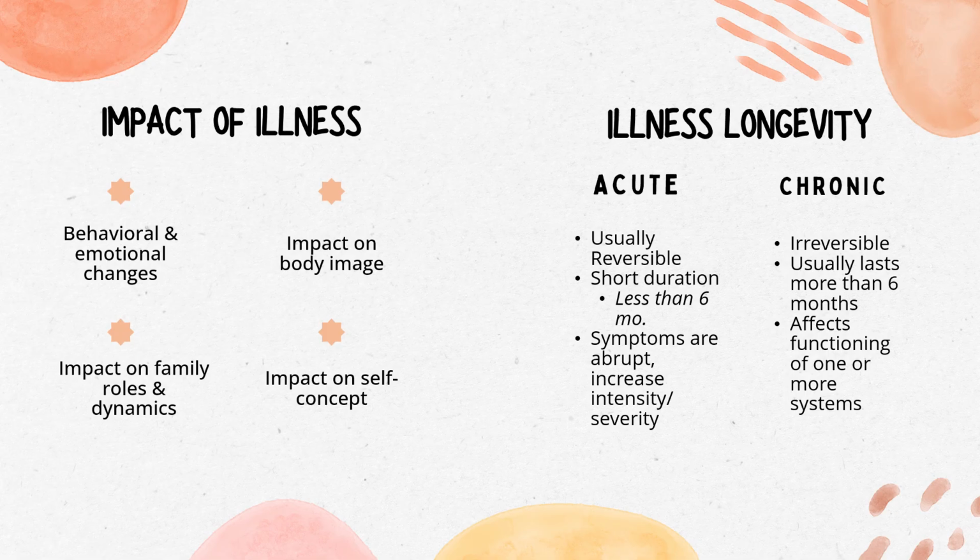Whereas chronic is going to develop slowly. It lasts typically greater than 6 months, possibly lifelong. It affects the functioning of one or more body systems. And as a nurse, we need to make sure that we're looking at those long-term management, adapting our care, and then lifestyle support.